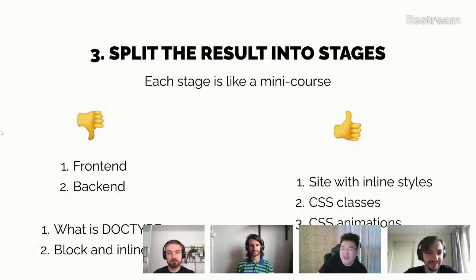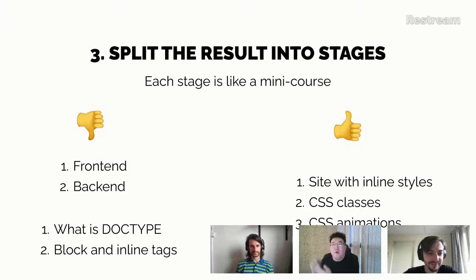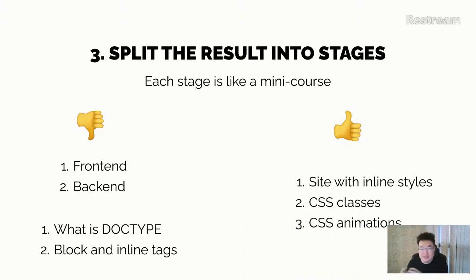Okay, so we're going next. So you have your goal, you have your final result. You made some, I don't know, website or neural network or some kind of thing. What next? The next thing you have to do is split your result into stages, and you deal with stages like they are mini courses, not too big and not too small. For example, if we are talking about websites, bad examples are front end and back end stages. It is a bad example because it is a very big stage.